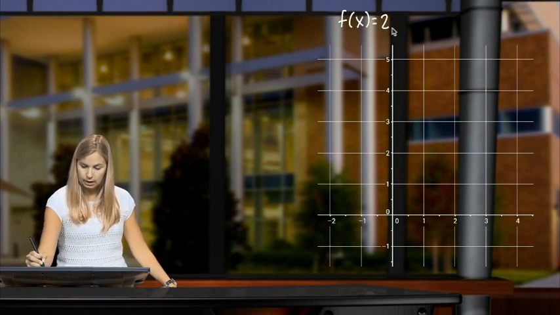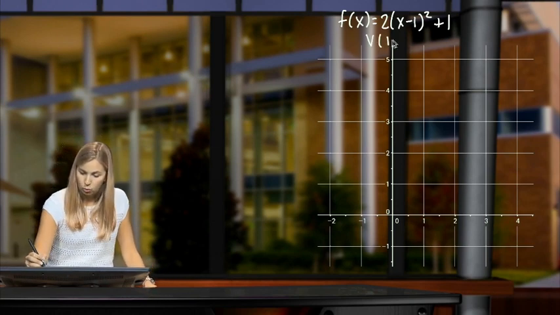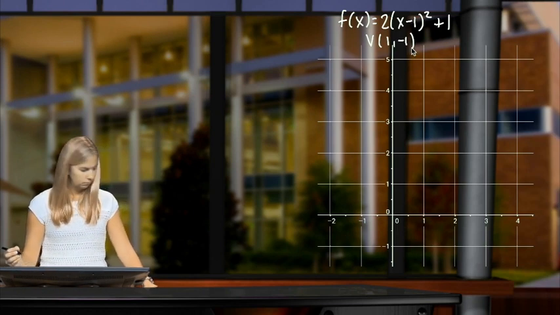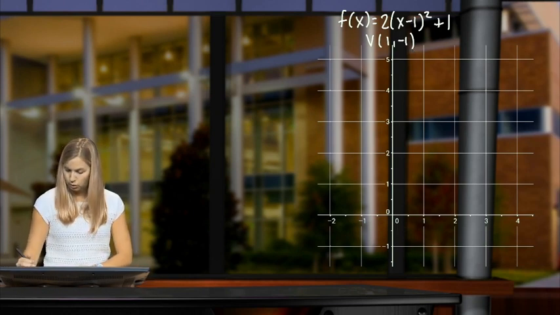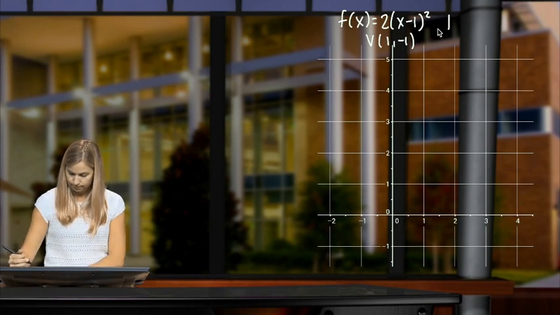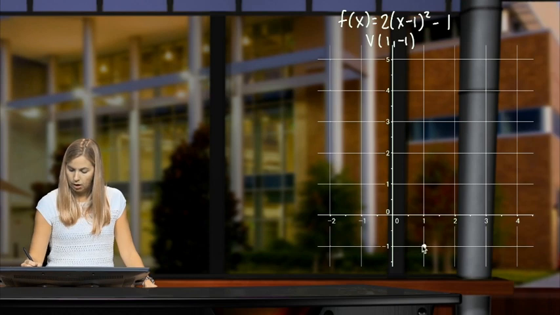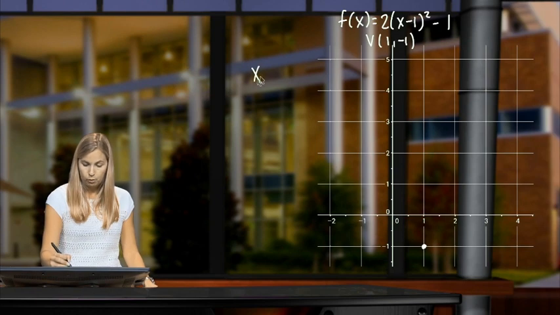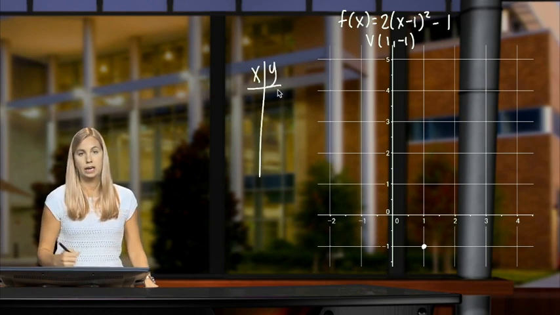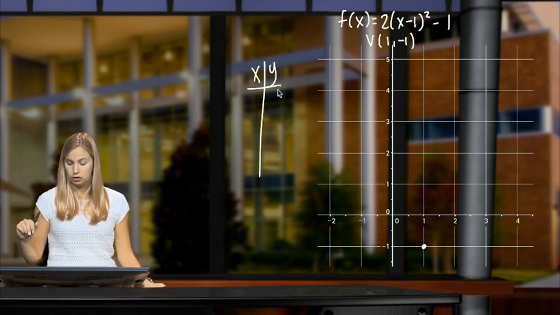So we're going to go ahead and graph. We had the function f of x equals 2 times (x minus 1) squared plus 1. I'm just writing it for myself. Our vertex was at (1, -1). This should be a minus 1. So at (1, -1), our lead coefficient is positive. We know this graph is going to open up. And we'll make our table of values to find 2 points on the left and the right of our vertex.